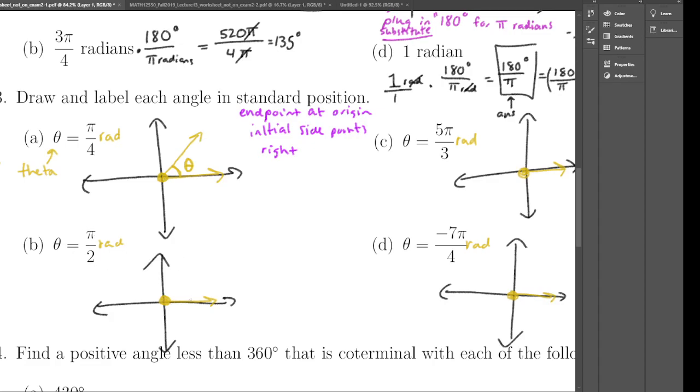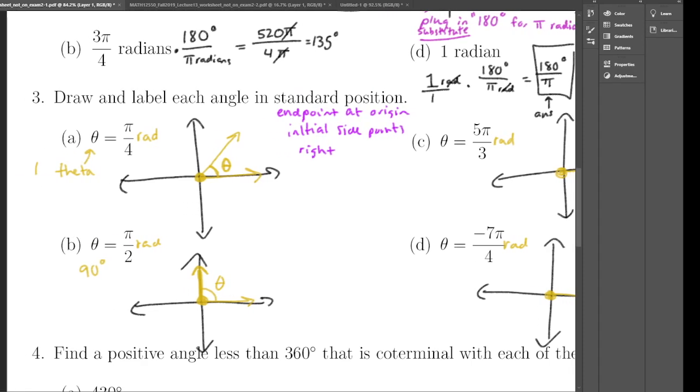Here, pi over 2 radians. Again, I said pi radians would be pointing all the way here, right? And so pi radians would be if the other ray pointed in the exact opposite direction, so it kind of looks like a line. Pi over 2 is half of pi, right? So that means that our terminal side is going to be up here. So this is a 90 degree angle, if you're familiar with those, because again, 180 divided by 2 is 90. So again, we would draw the little arc and we would label that as theta. Notice that we're labeling these two things as theta because these are two different problems, and so theta can have two different values in those two different problems.